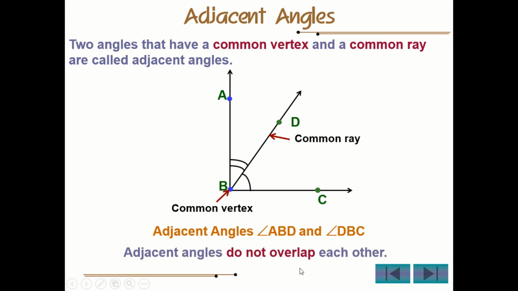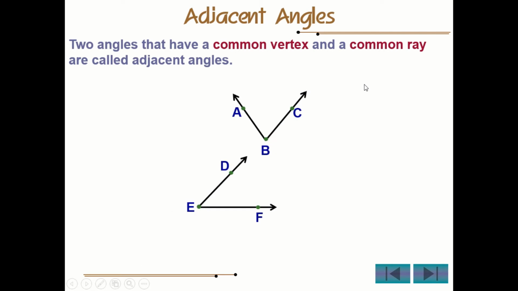Adjacent angles do not overlap each other. This is because adjacent angles are two coplanar, non-overlapping angles that share a common vertex and a common side. So based on the figure here, they are not adjacent angles. Kaya wala mo sila nagtapad.